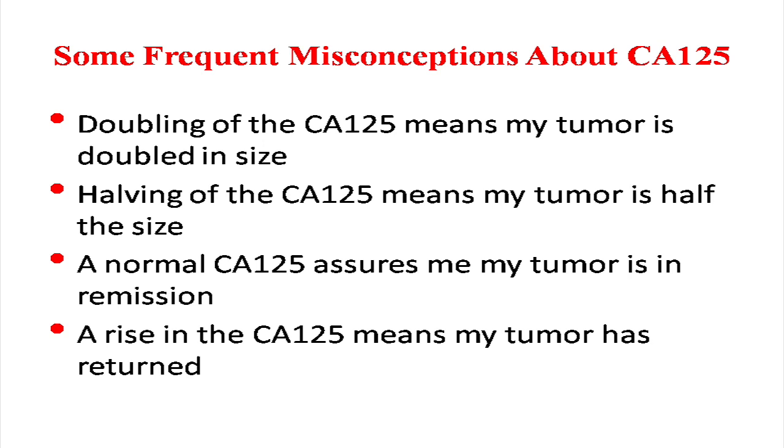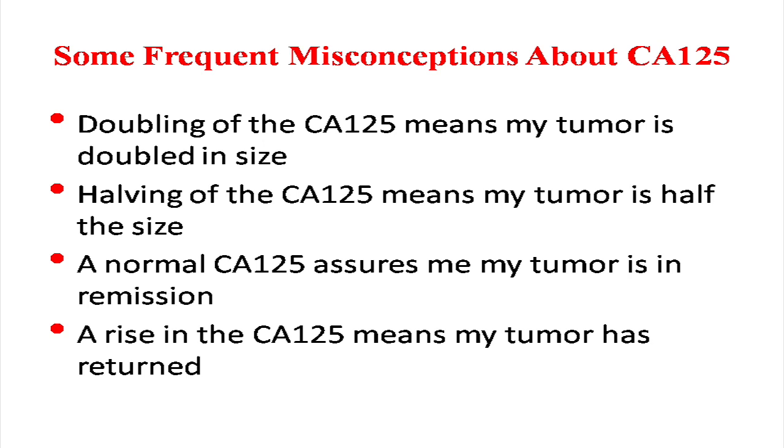Although as a general rule, a normal CA125 assures me my tumor is in remission, that's not true either. There are some patients who have tumors that do not produce CA125. 20% of patients have types of ovarian cancer that do not produce CA125, and so a normal CA125 in no way, shape, or form means that the tumor is in remission. And even patients that have ovarian cancer that produces CA125, about 10 to 15% of those patients develop recurrent disease without an elevation of the CA125.